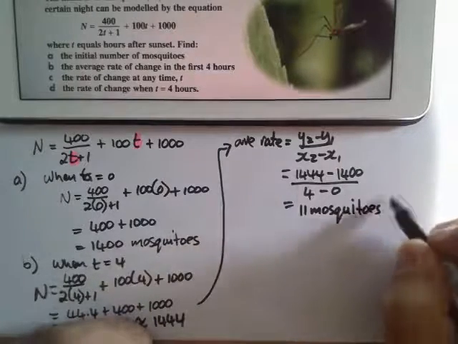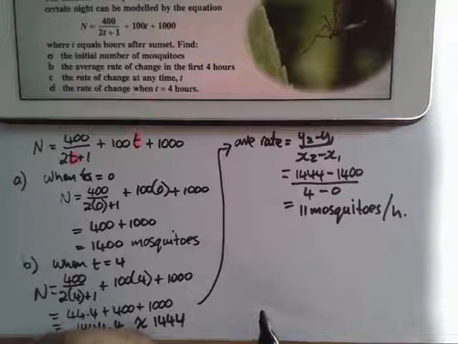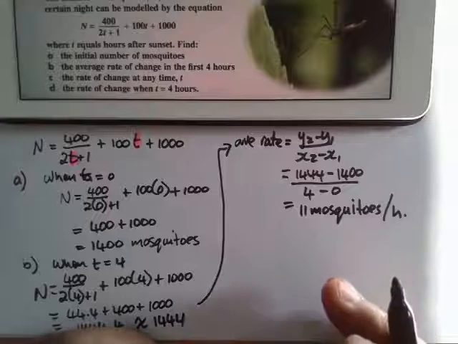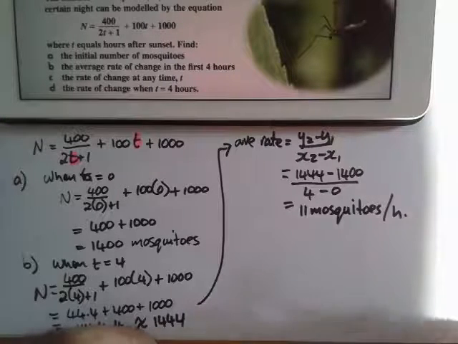And it's per hour, because it's 4 hours. So what's the average rate? It means that every hour, for the first 4 hours, there are roughly on average 11 mosquitoes more.